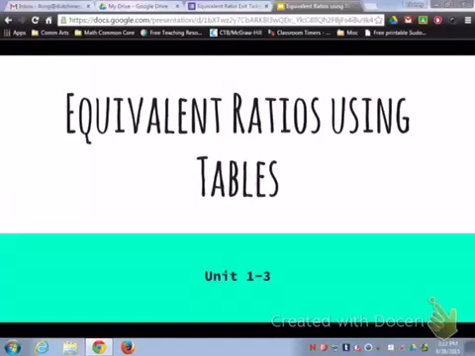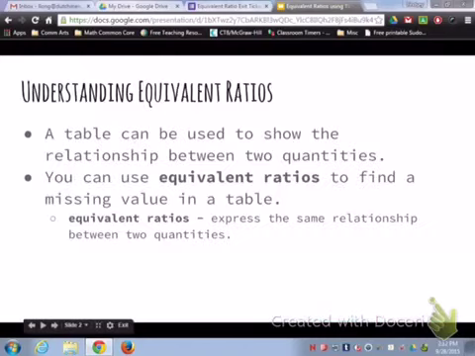Today we're going to continue talking about ratios, only now we're going to talk about equivalent ratios using tables. So first thing, we need to understand equivalent ratios. We're going to be using tables.